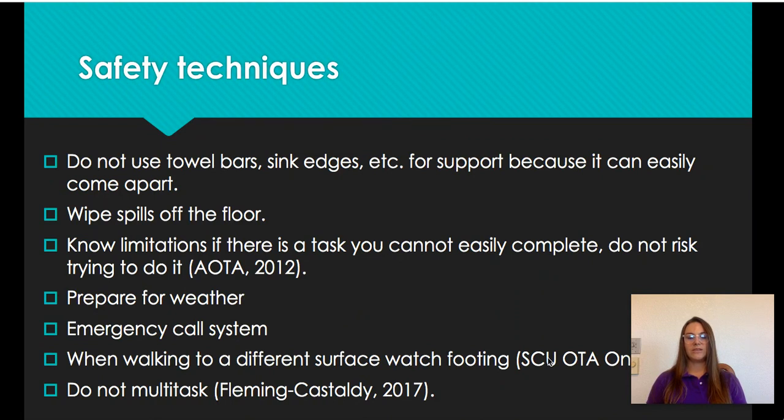Also, when you are walking to a different surface, be careful to watch your footing. So a different surface could be like walking from a hardwood floor to carpet. Make sure that you're careful and you pay attention to your footing. And when you are walking, especially across different surfaces, do not multitask, like talking on the phone while carrying a load of laundry. This can often lead to falls. So make sure that your tasks are very simple and you're focusing on them.